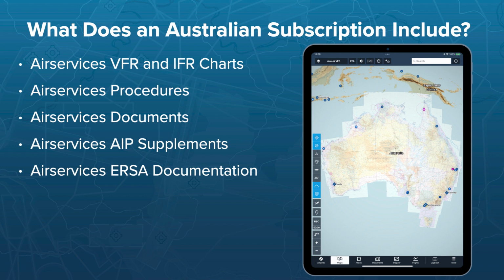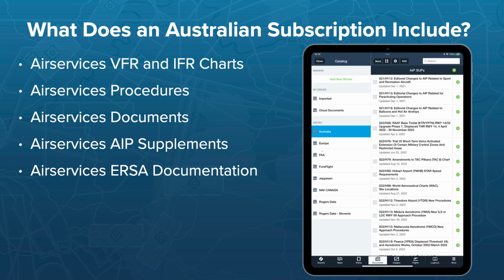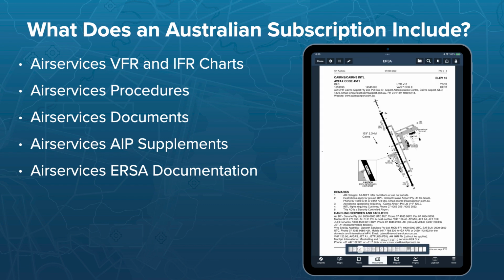So what does an Australian subscription include? With our Australian subscription, all Airservices VFR and IFR charts are supplied at all subscription levels. Airservices procedures, Airservices documents, Airservices AIP supplements, Airservices ERSA documentation also included.